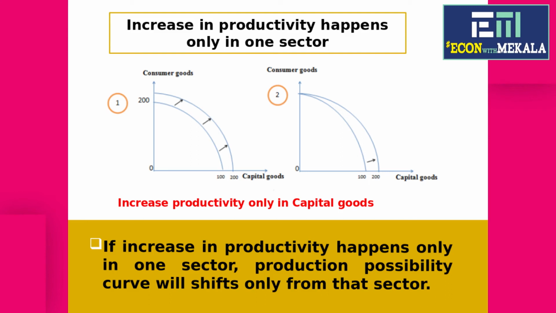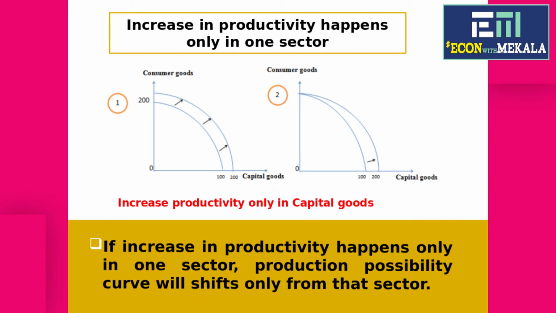So if you look at an increase in productivity only in capital goods, our PPF will not shift like we see in the first PPF graph, because increased productivity only in capital goods will expand only the production of capital goods in the economy. So therefore, consumer goods side PPF won't expand. But you can see PPF has expanded from 100 to 200 where the capital goods are.